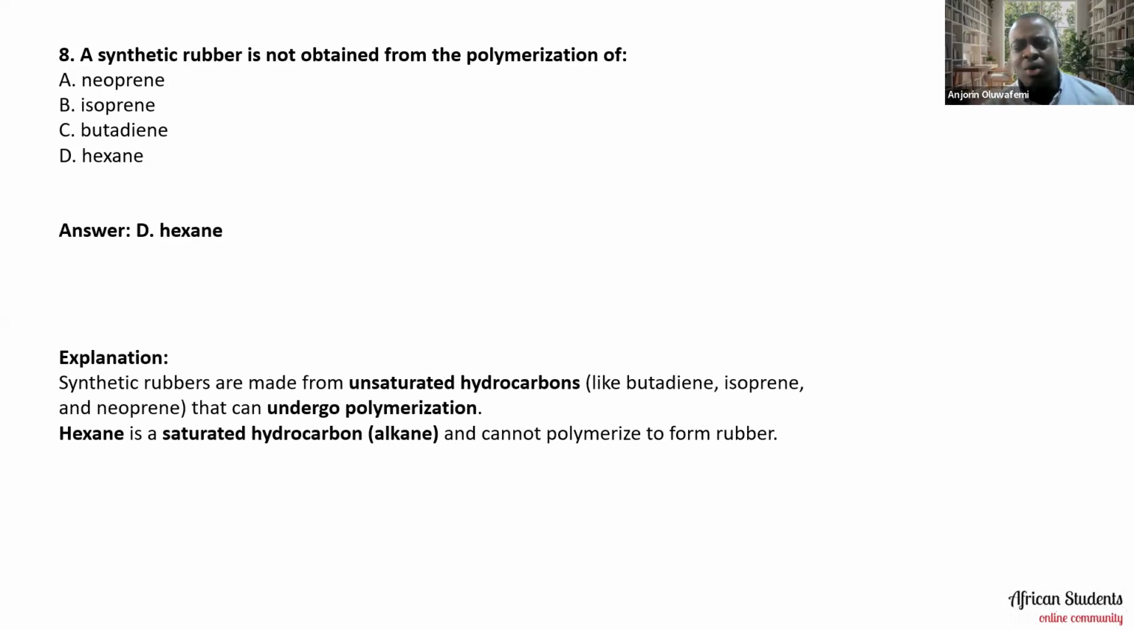Hexane is a saturated hydrocarbon, an alkane, and cannot polymerize to form rubber. So it's the odd one out there. Okay, so we move on now to the next one.